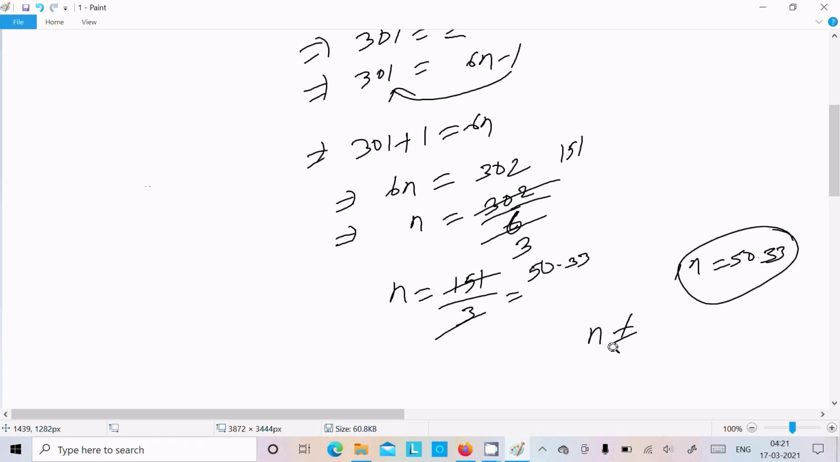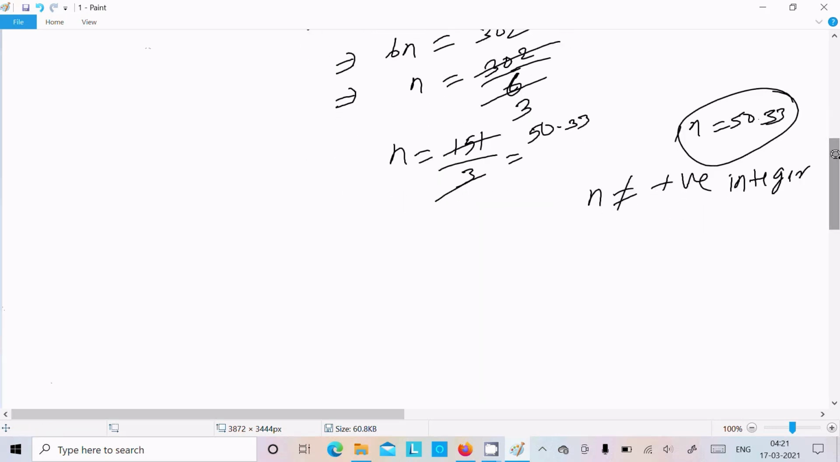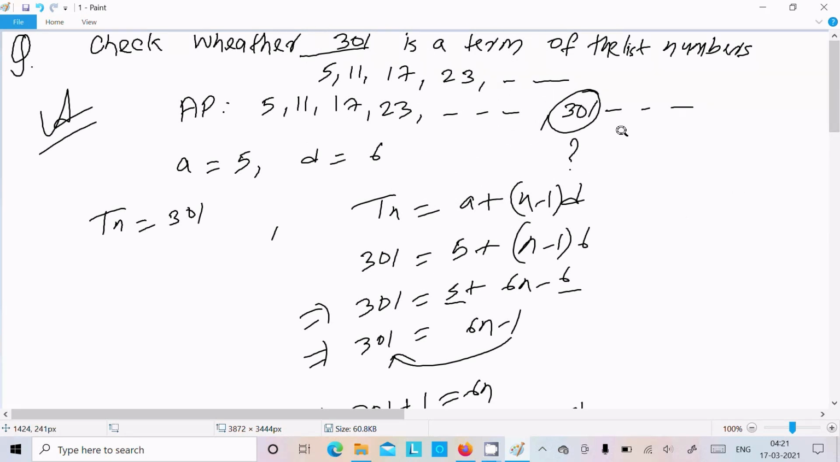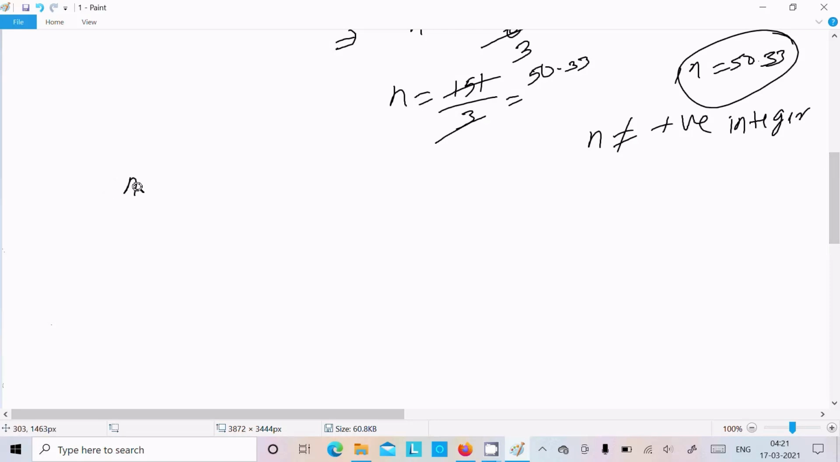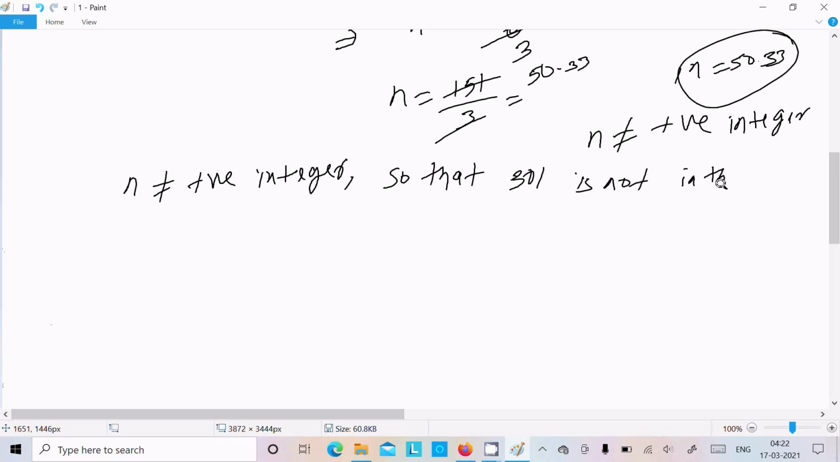So n is not equal to any positive integer. Okay, so n is not totally cancelled and the n value does not come as a positive integer, so that 301 is not in the list. So here you can write n is not a positive integer, so that 301 is not in the list.